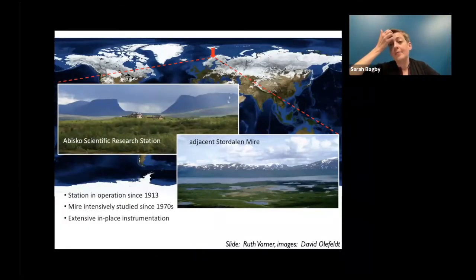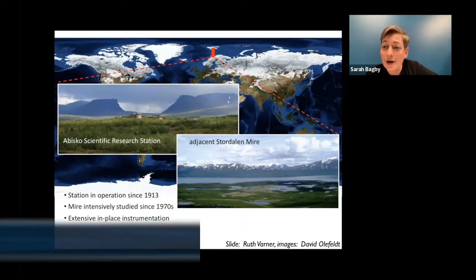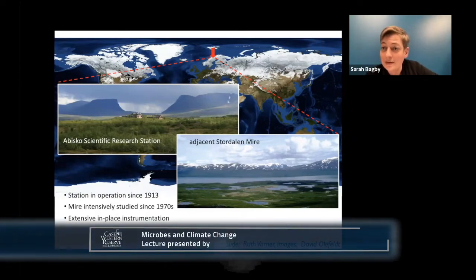So one of the things that is incredibly useful about this study site is that it's been a research station for more than 100 years. So we have deep records of climate at the site. And even beyond that, we've got the traditional knowledge of the Sami people who have their own narrative stories of changes at the site over a longer time than that.